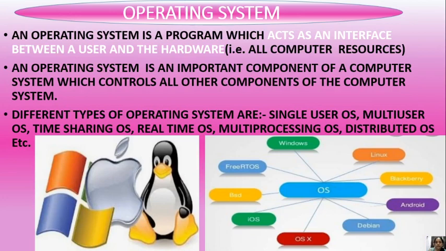Here, the first type is the operating system. You can see two images, on the left side and the right side. These images show examples of operating systems: Windows, Apple, Linux, BlackBerry, Android, and many more. The famous one is the Windows operating system. Windows, Apple, and Linux operating systems.